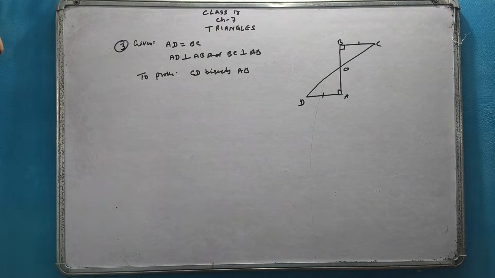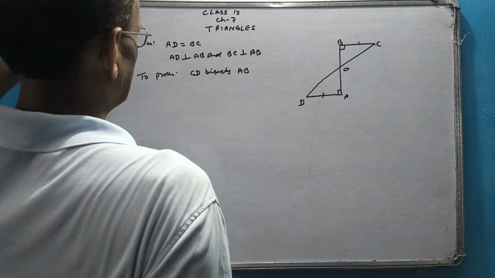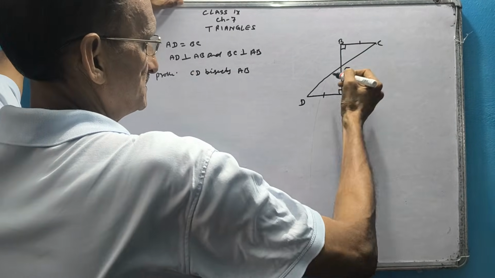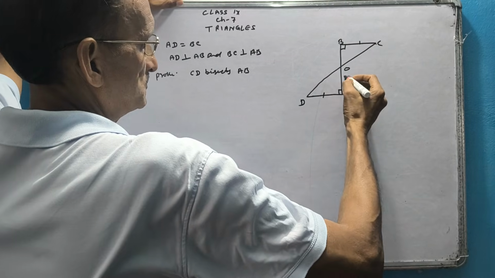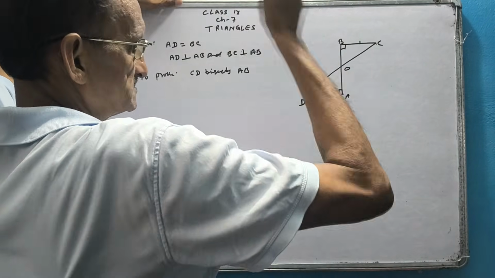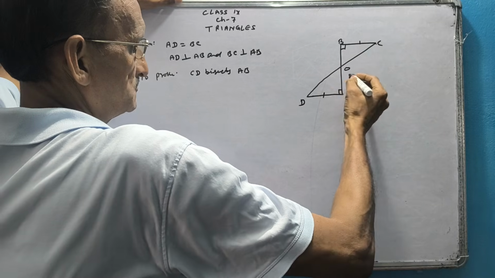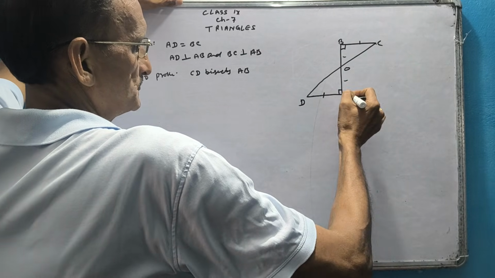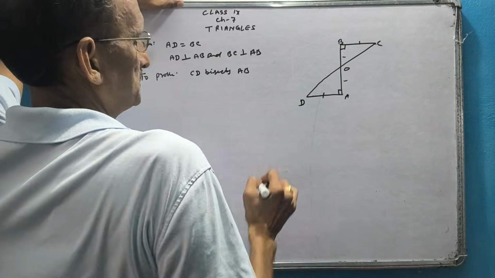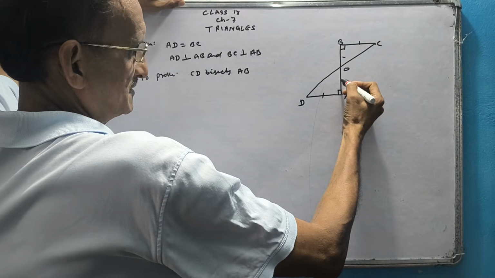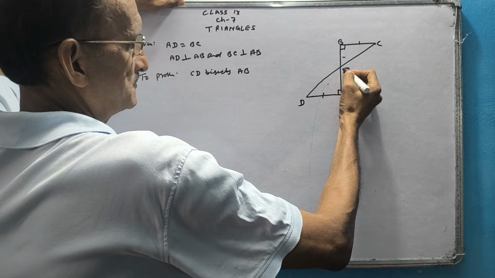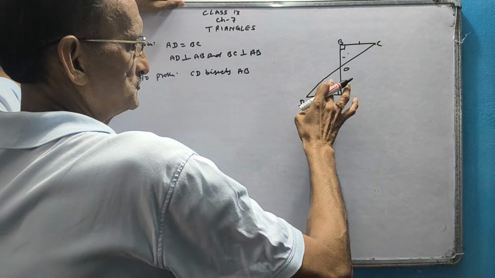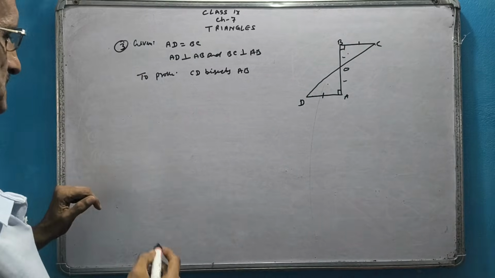Given and to prove. Now see here, what does it mean, CD bisects AB? Actually, we have to prove that CD divides AB into two equal parts. CD divides AB into two equal parts means this part and this. So actually, we have to prove OA equal to OB. And here OA is the side of this triangle and OB the side of this triangle. First, you need to prove these two triangles are congruent.